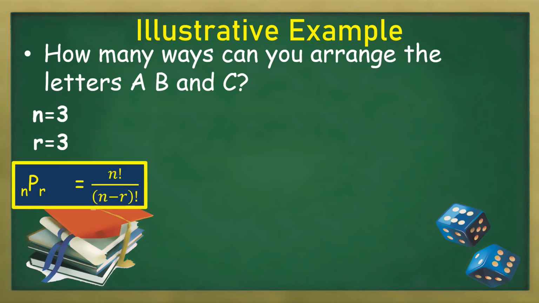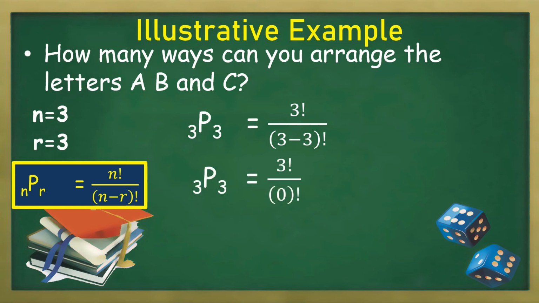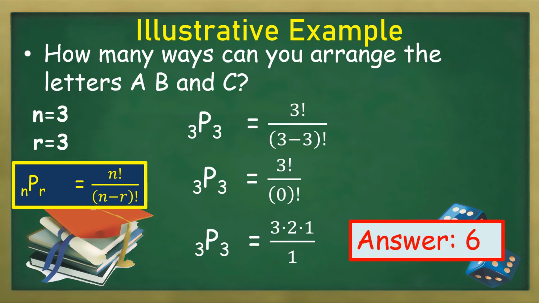So using the formula n factorial over quantity n minus r factorial, we're going to replace the n with 3 and r with 3. And that will give us 3P3 is equal to 3 factorial over 3 minus 3 factorial. Solving for this, we will have 3P3 is equal to 3 factorial over 0 factorial, and we all know that 0 factorial is equal to 1, and that will give us 3 times 2 times 1 over 1, which is equal to 6. So whether you use the fundamental counting principle, listing method, or the formula for the permutation, we will have the same answer, which is 6 arrangements.